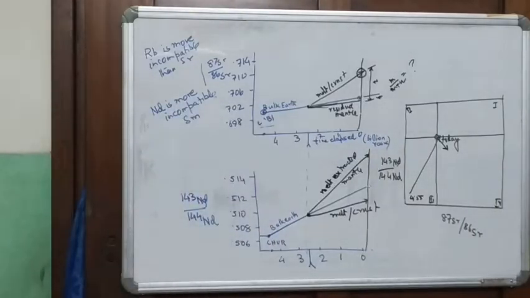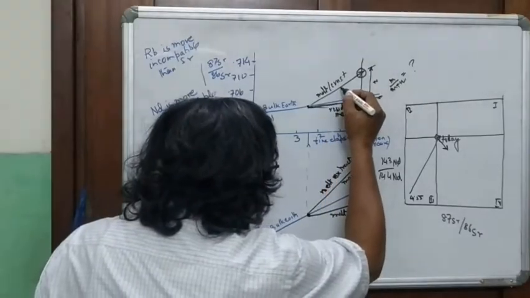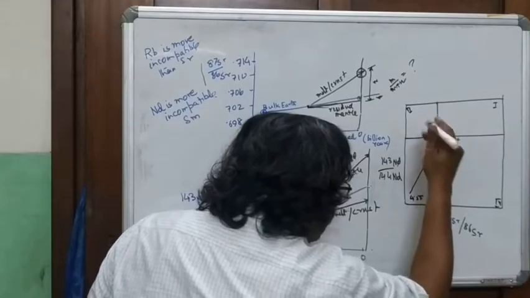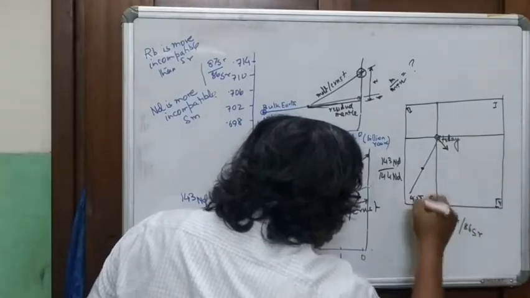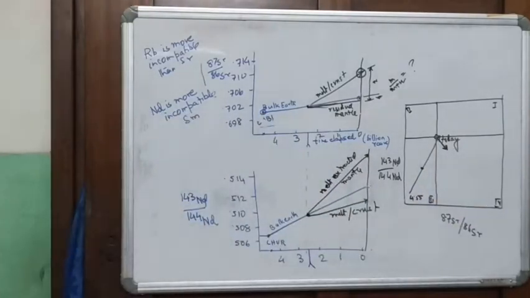They will plot on this side. I'm talking the melts first. Look at the melts. 87 strontium by 86 strontium is more than the bulk Earth. This is the bulk Earth value today. At 2.5 it must have been here somewhere. So the melts will be generated here.